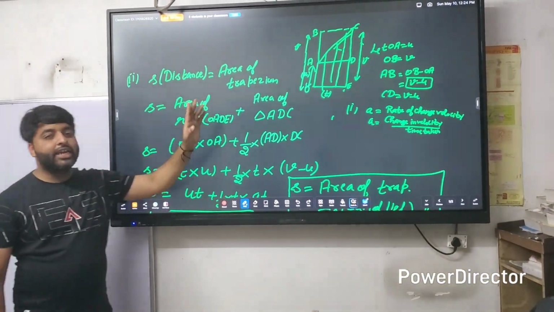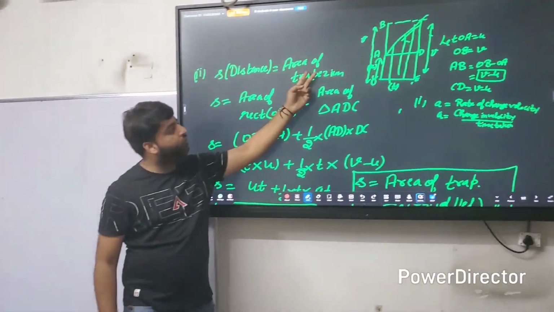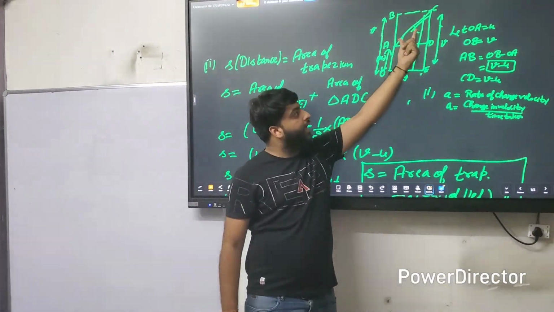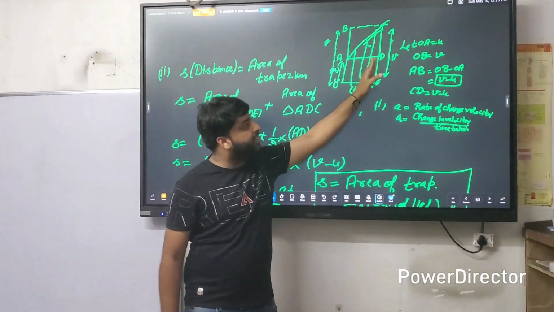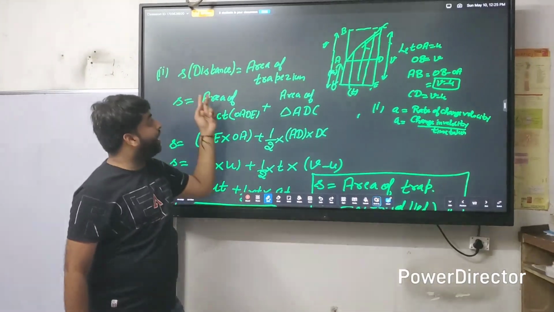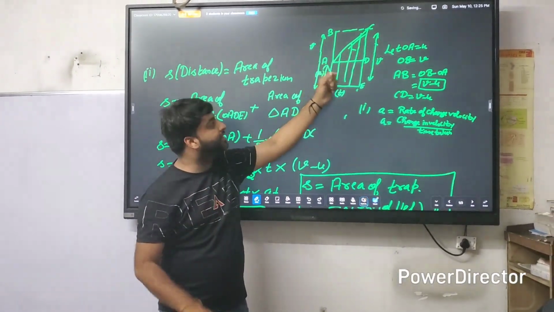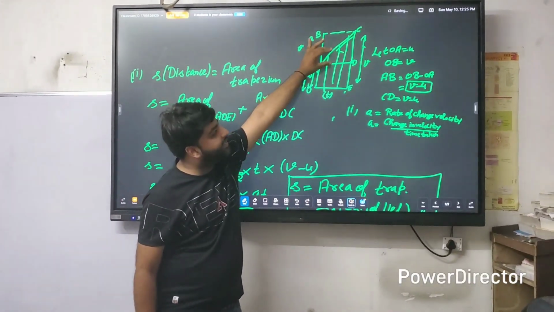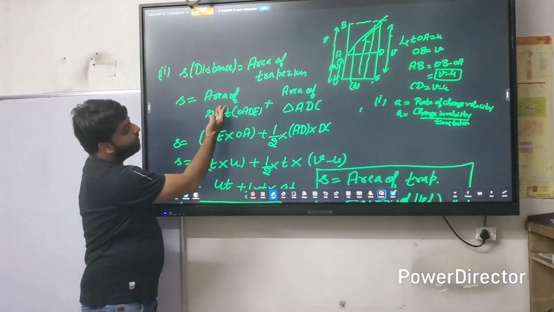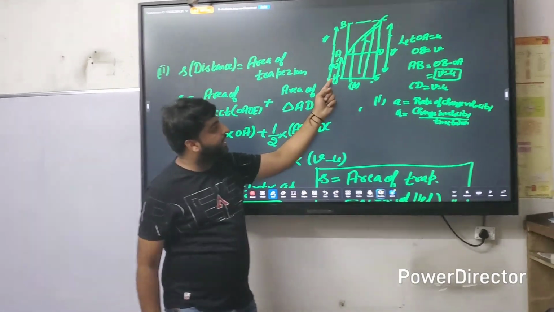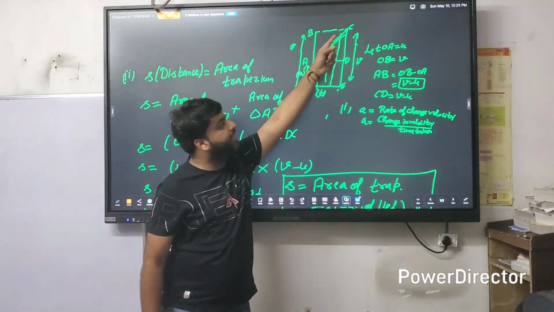If you want to find the second equation of motion, distance is equal to the area of the trapezium. The area under the plot, under the AC, represents the distance travelled. So s is equal to area of trapezium. Here I divide the trapezium into two parts. First one is a rectangle and second one is a triangle. So I can write s is equal to area of rectangle OADE plus area of triangle ADC.